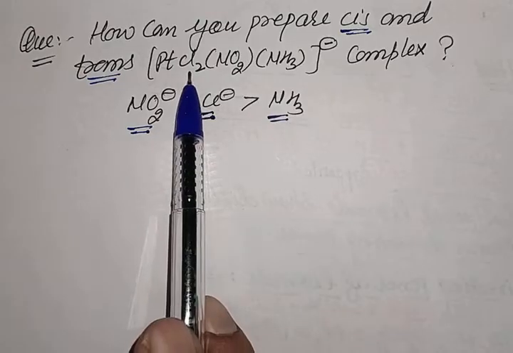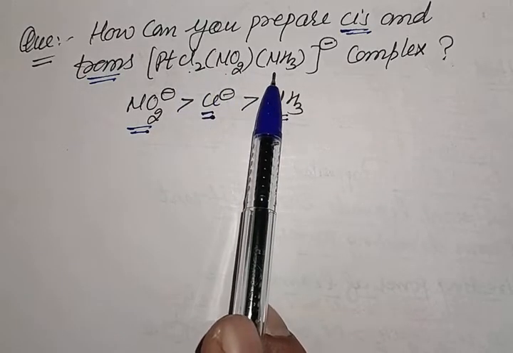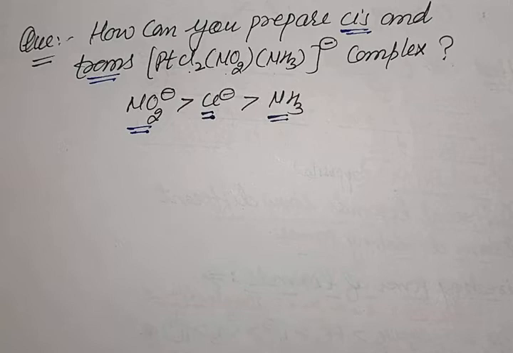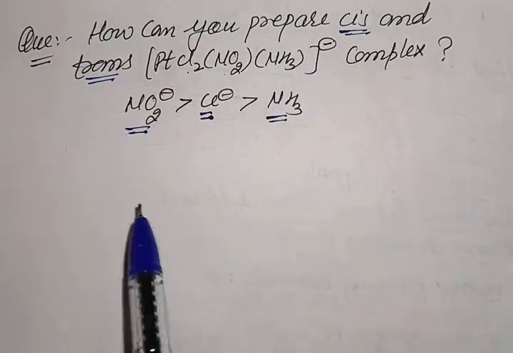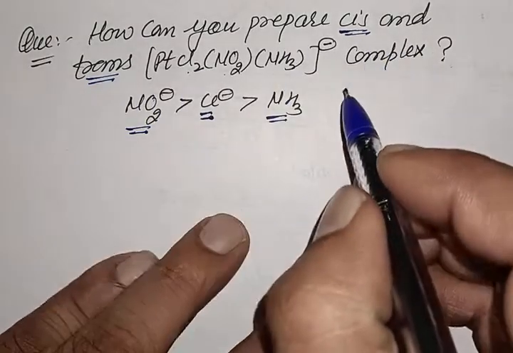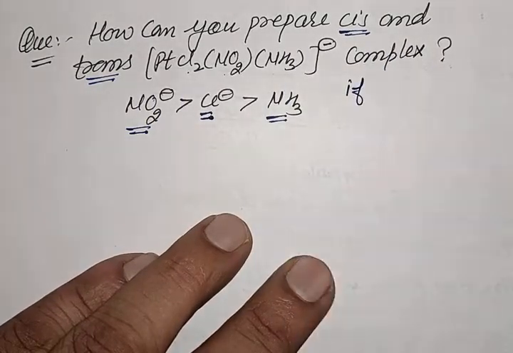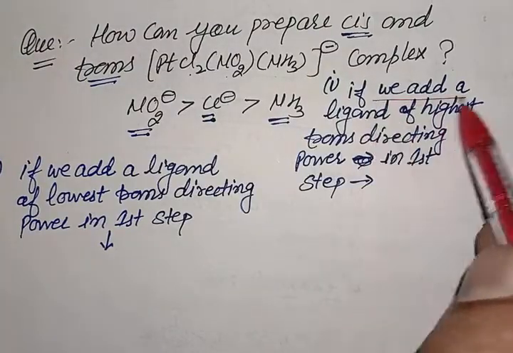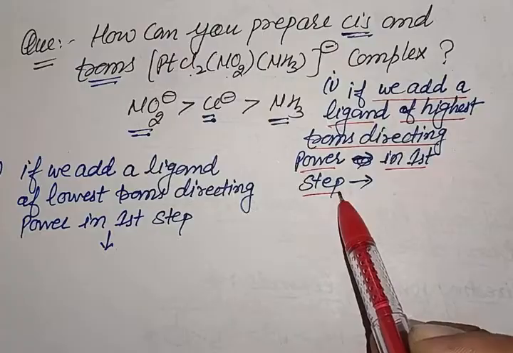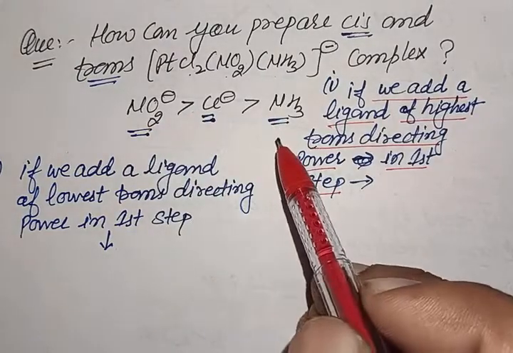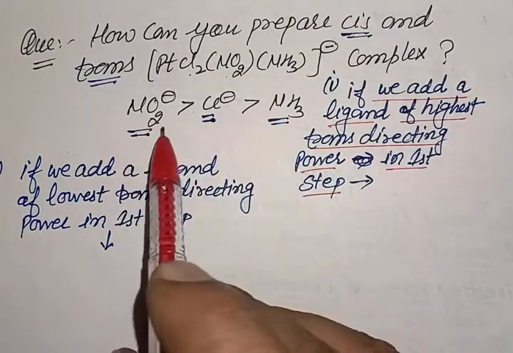The first type is the Cl ligand, another one is NO2, and the next one is the NH3 ligand. When three different types of ligands have to be attached to the metal to form cis and trans complexes, in this case, if we add a ligand of highest trans directing power in the first step, here we are having three different types of ligands which are having different trans directing power.